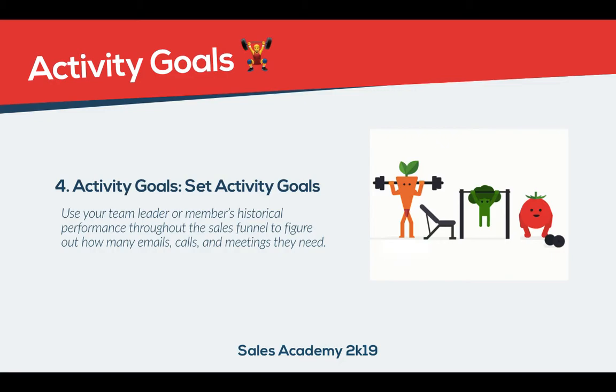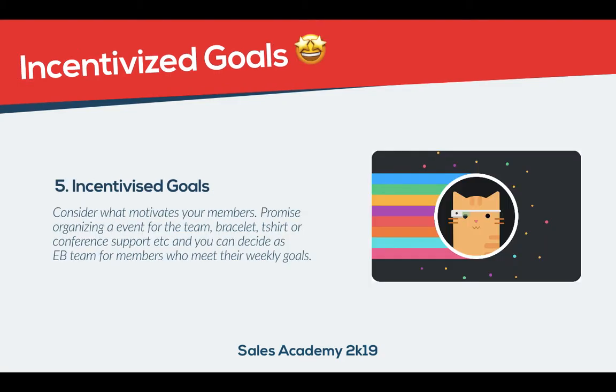Step number 4 is to have activity goals. That means that you need to use your team leader or members' historical performance throughout the sales funnel to figure out how many emails, how many calls, and how many meetings they need in order to reach a certain amount of opens they want to have. That will help you to understand that, of course, the end goal, which is opens in my example, needs to be reached through these action steps, which are emails, calls, and meetings. And if you do not do those, you will not be able to reach your opens goal.